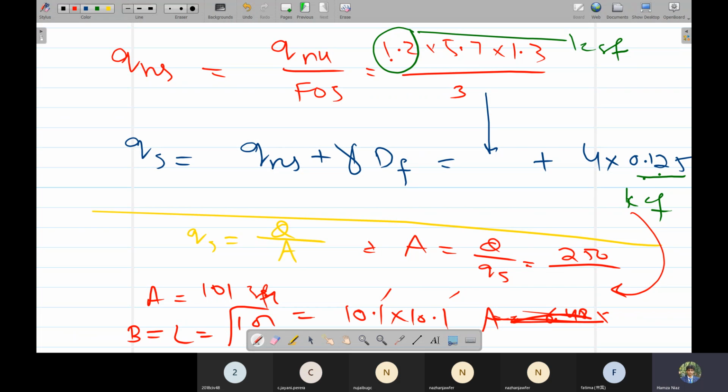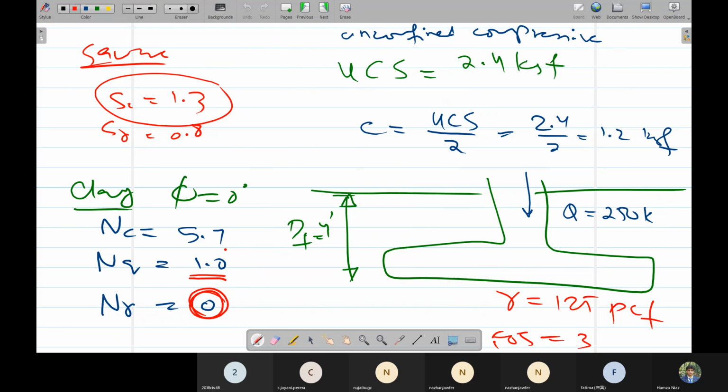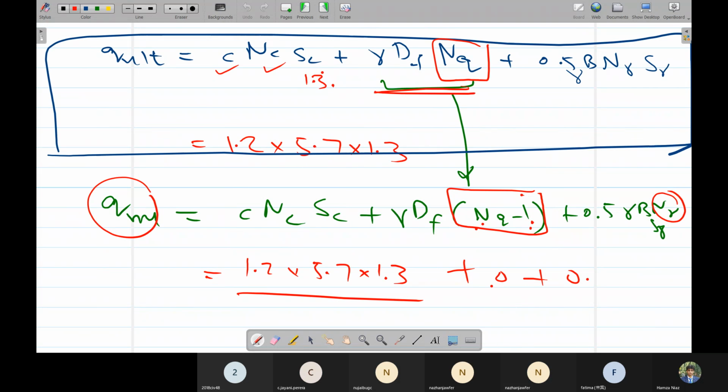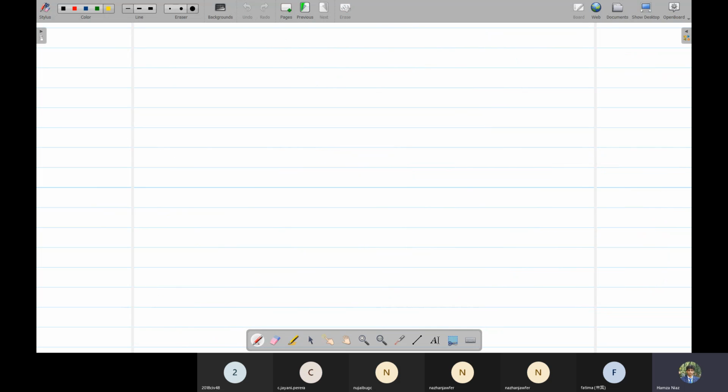Any issue in this? No, sir. Correct. This expression looks very large, but it's a simple question. All values are given. Simply we have to plug them in and find the answer.